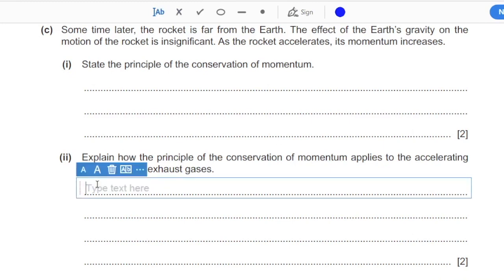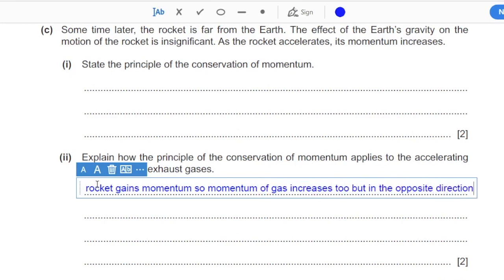So I'll write rocket gains momentum, so momentum of gas increases too, but in the opposite direction. All right.